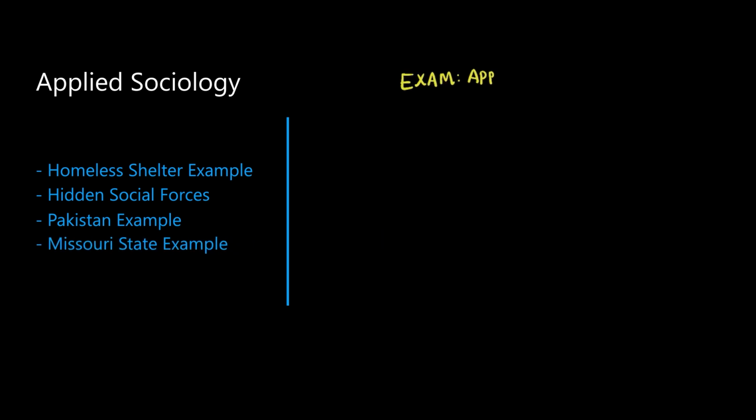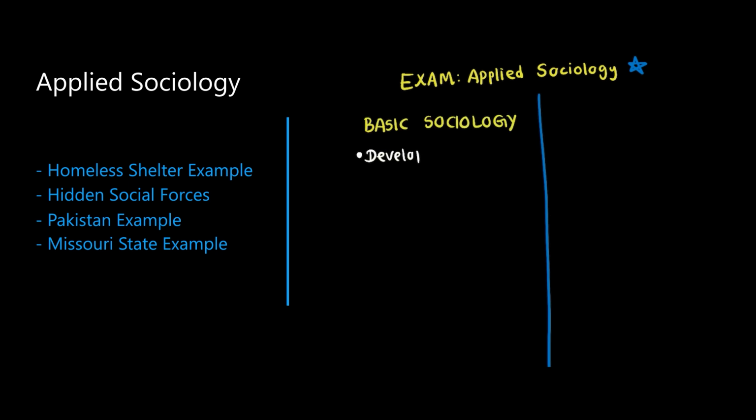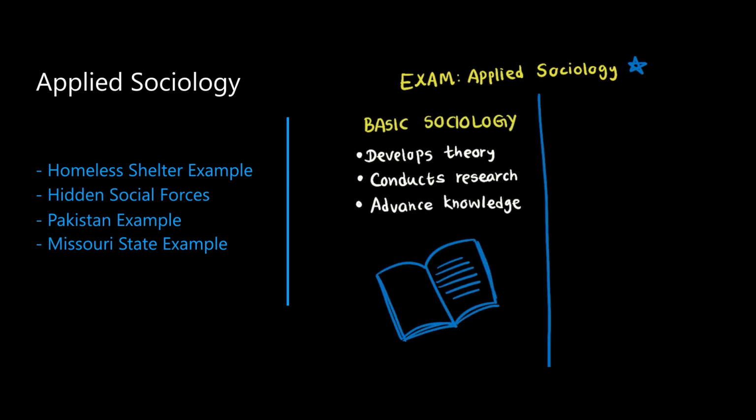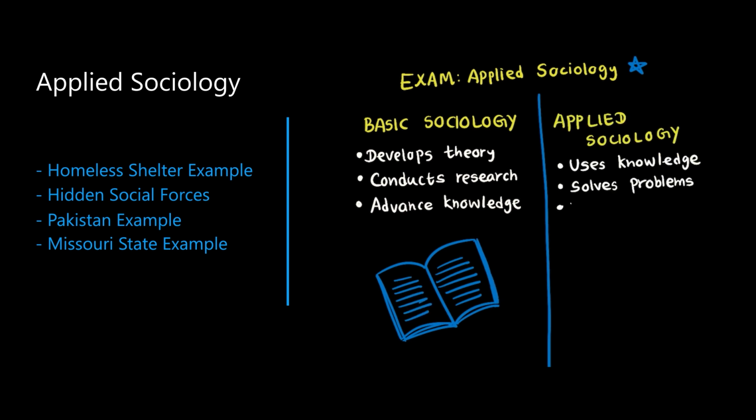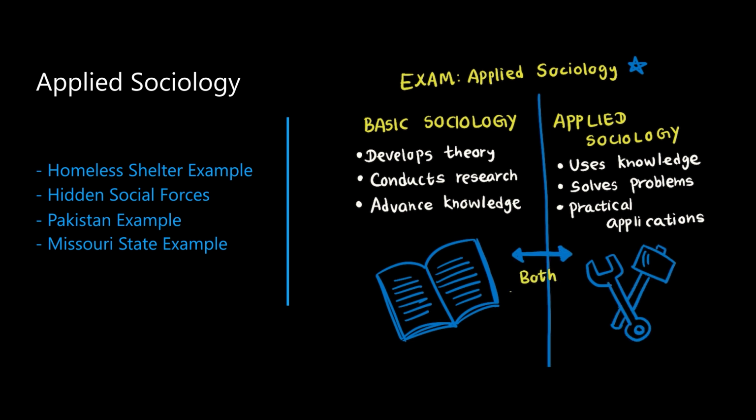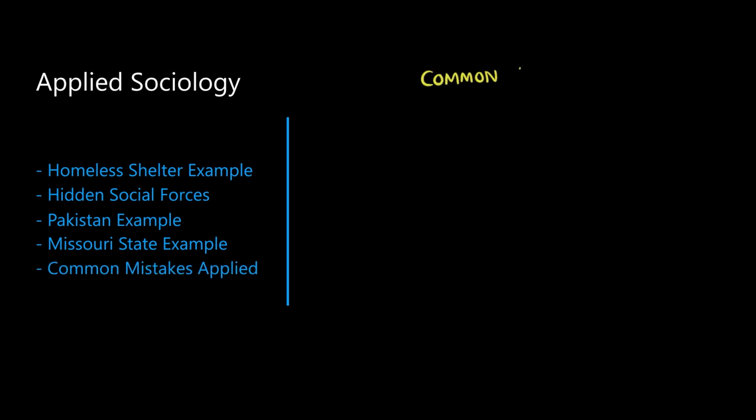For your exam, you should be able to explain what applied sociology is and give examples of how it's used in different fields. You should also understand the difference between basic sociology, which develops theory and conducts research to advance knowledge, and applied sociology, which uses that knowledge to address practical problems. Both are important, and they inform each other. One common mistake is thinking that applied sociology is less rigorous or less important than theoretical sociology. That's not true at all.